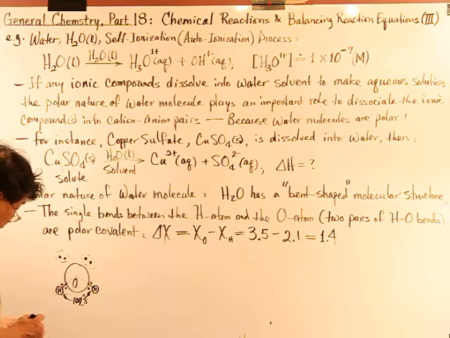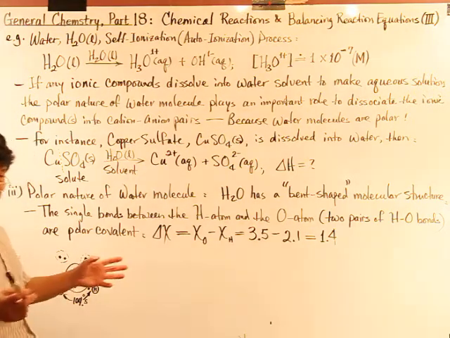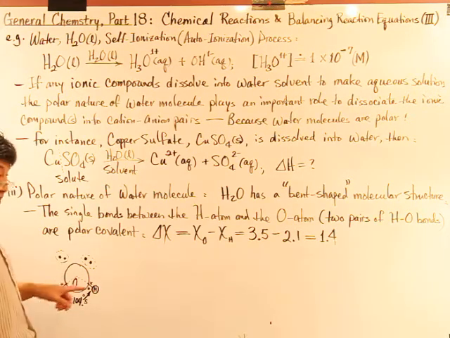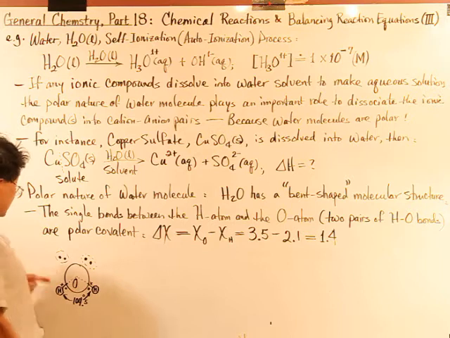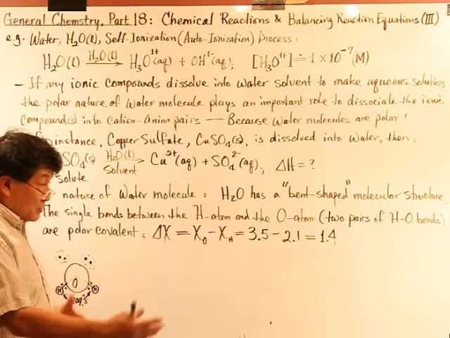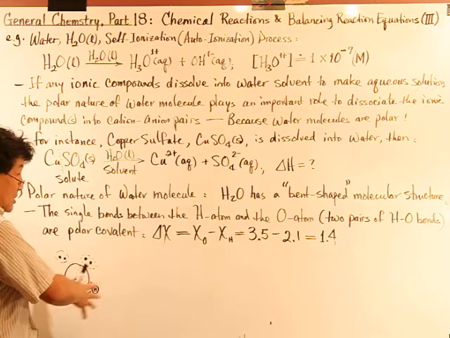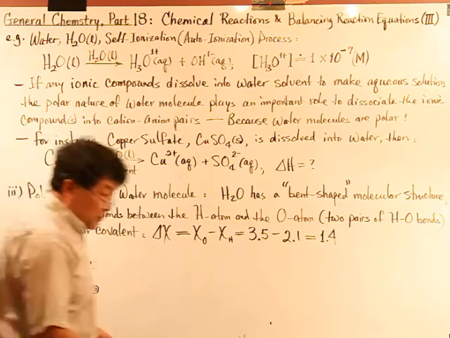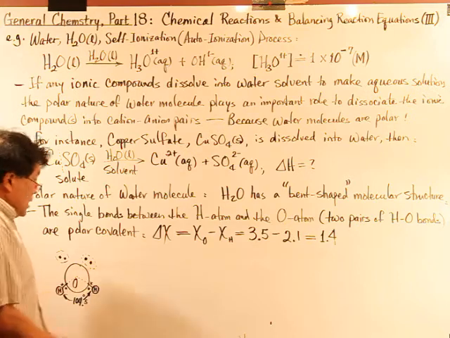Now, how to understand that? If you include these 2 lone pairs, which are the non-bonding electrons from the oxygen, oxygen has 6 valence electrons, and 2 out of the 6 form 2 bonds with hydrogen. What happens is that these 4 electrons have no other elements to bond to, so they become lone pairs or non-bonding electron pairs. Inside the oxygen atom, they produce a repulsion force on the bonding electron pairs in between.